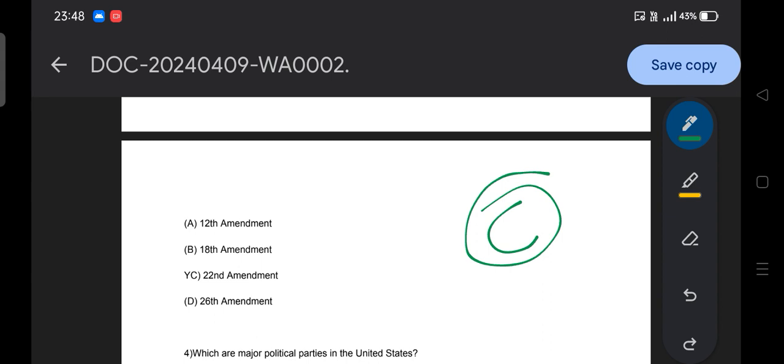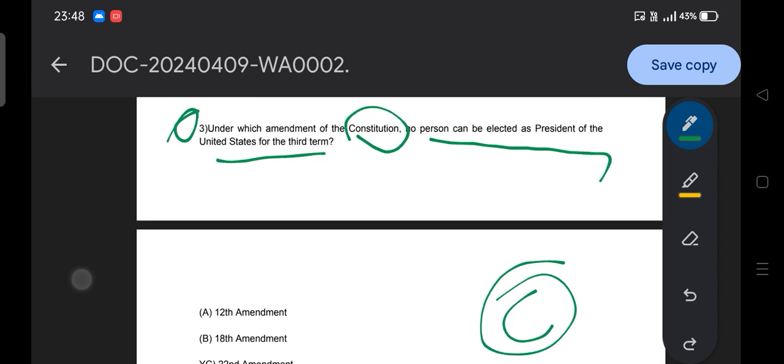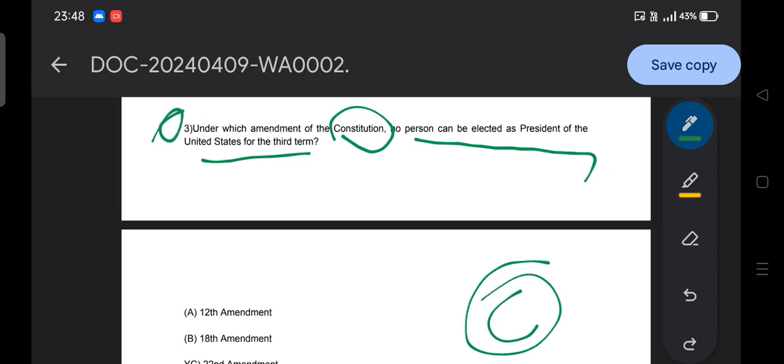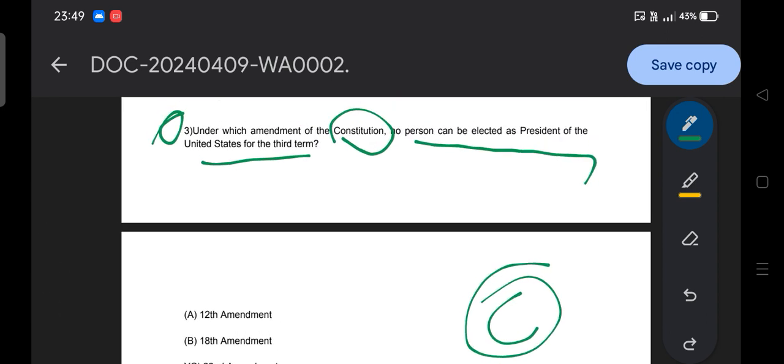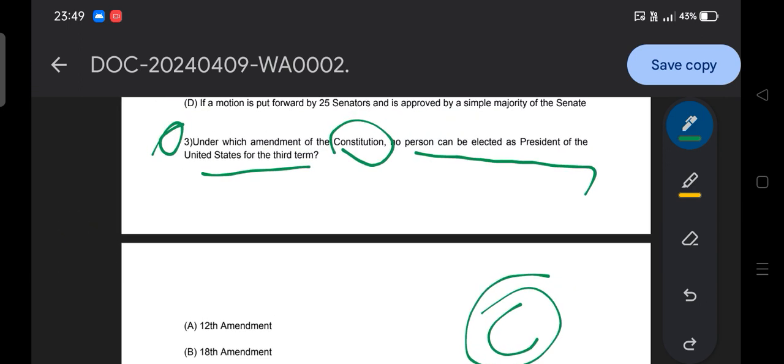Okay, so the 22nd Amendment ensures that a person cannot be elected as president of the United States for a third term. From here we notice one thing: we have to focus on the different constitutional amendments with respect to the USA. Similarly, we need to focus on that. That's important here, and a specific amendment is required, not all.